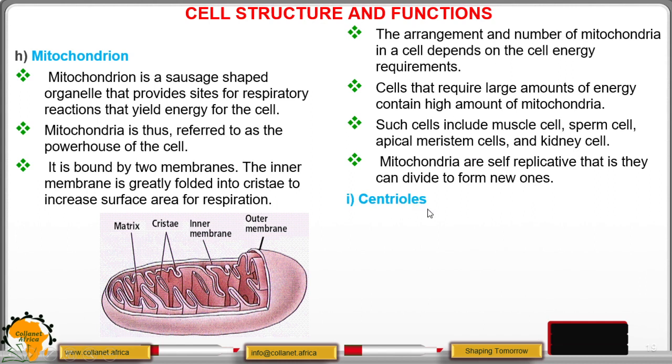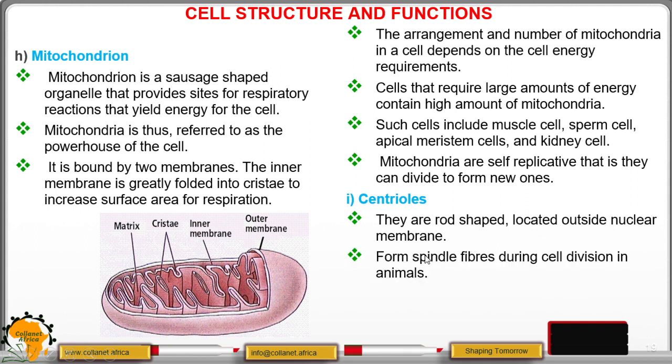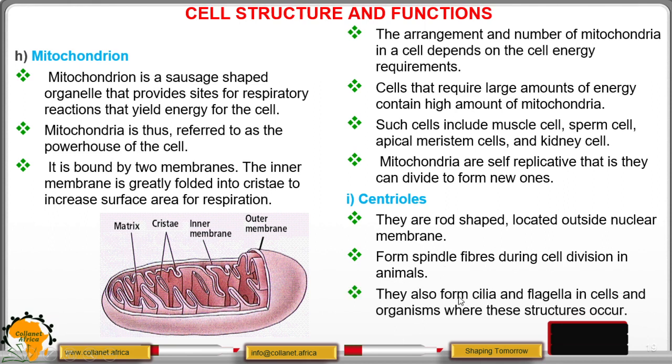The other structure is the centrioles. They are rod-shaped, found outside the nuclear membrane, and form spindle fibers during cell division in animals. So they are only found in animals. They also form cilia and flagella in cells and organisms where these structures are found. So cilia and flagella are for movement, and they are found on the surface of the organism. So they are involved in movement.